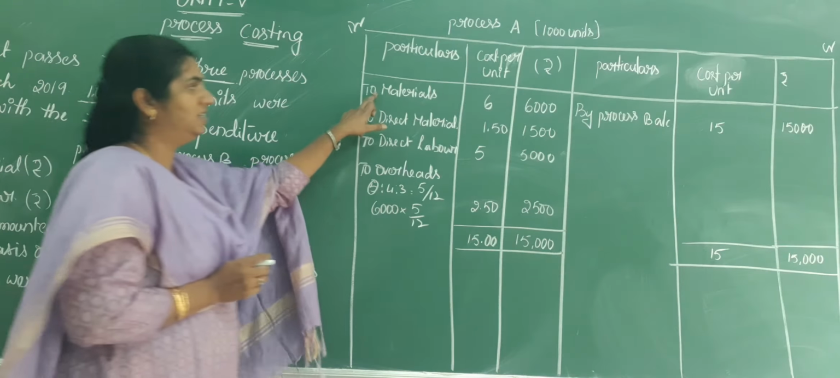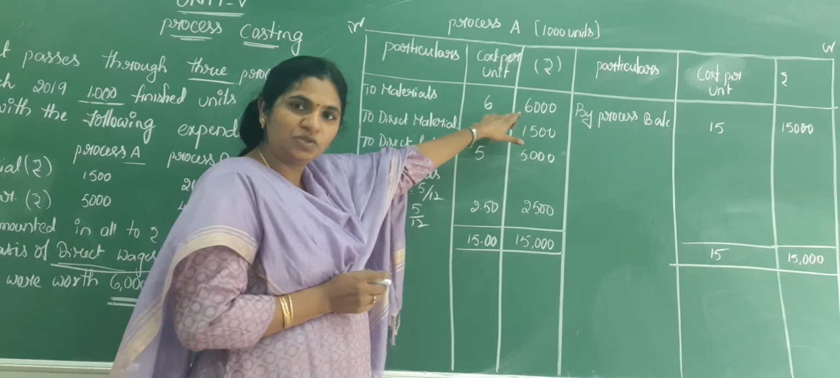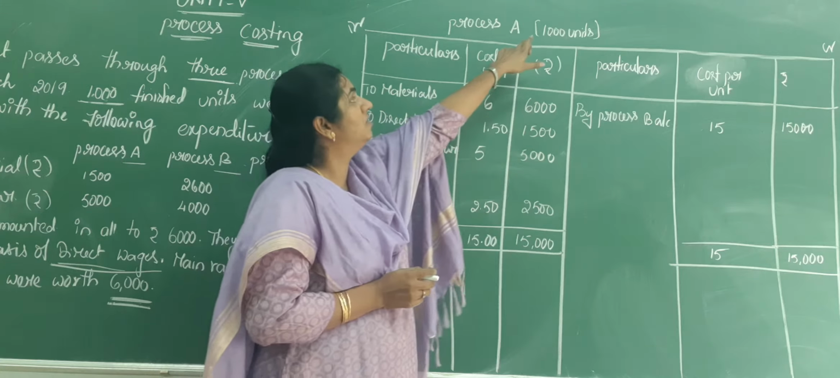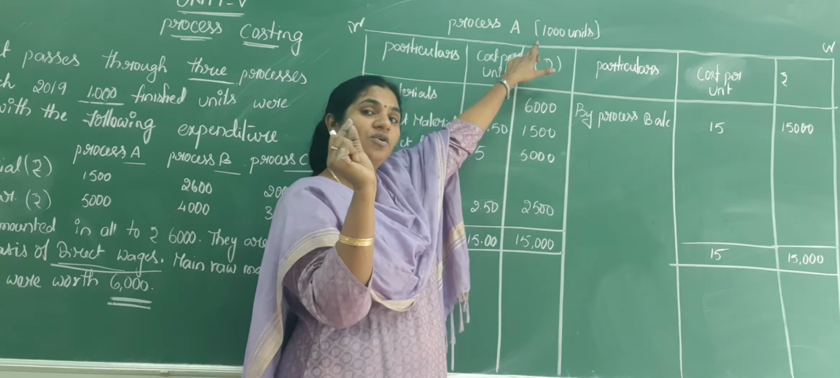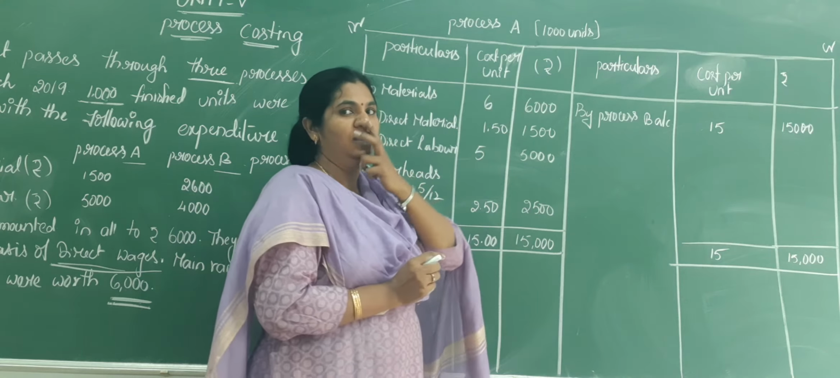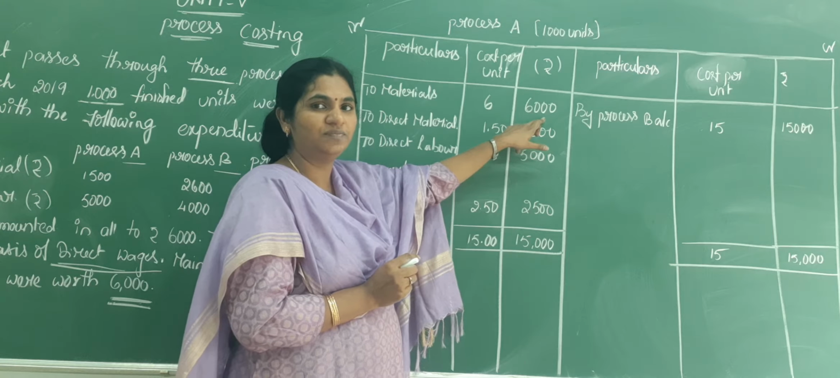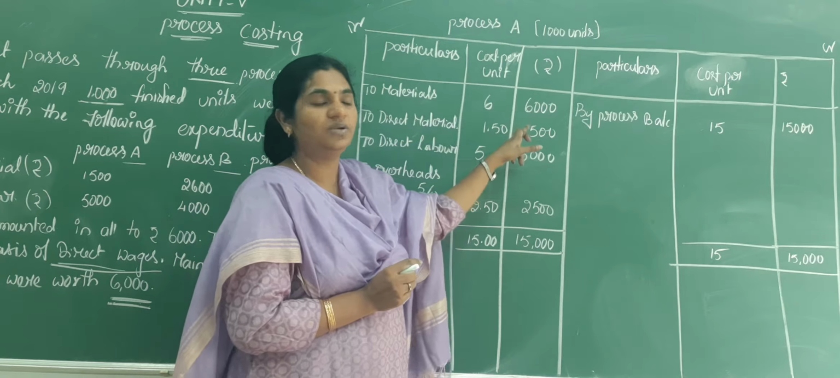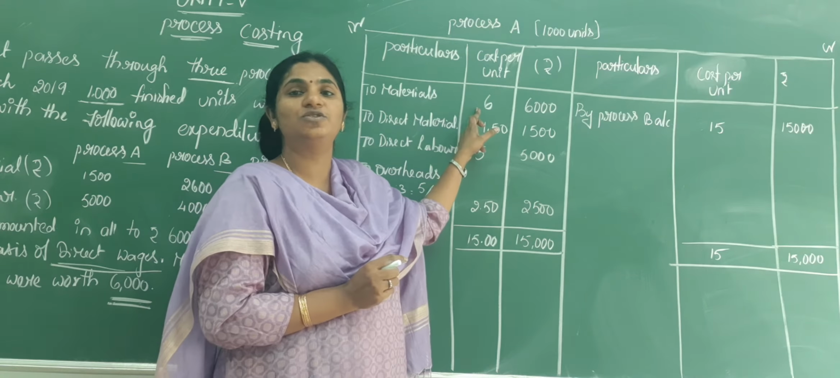Take the material, 6,000. This 6,000 rupees is worth how many units? This 6,000 is for 1000 units. So we need to find the per unit cost in process A. 6,000 is the worth of raw material used, and it is used for 1000 units. 6,000 divided by 1000, per unit cost is 6 rupees.